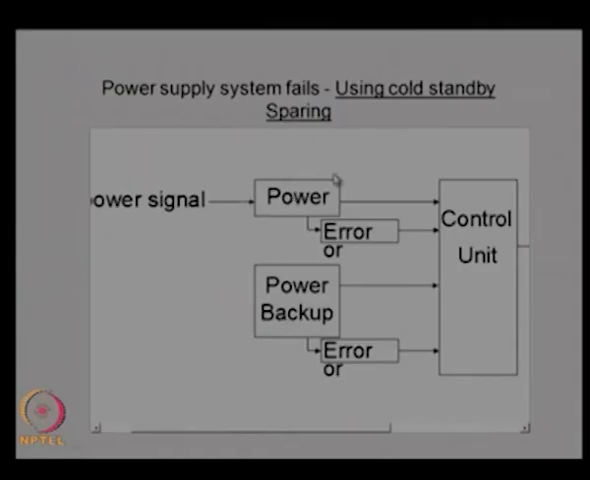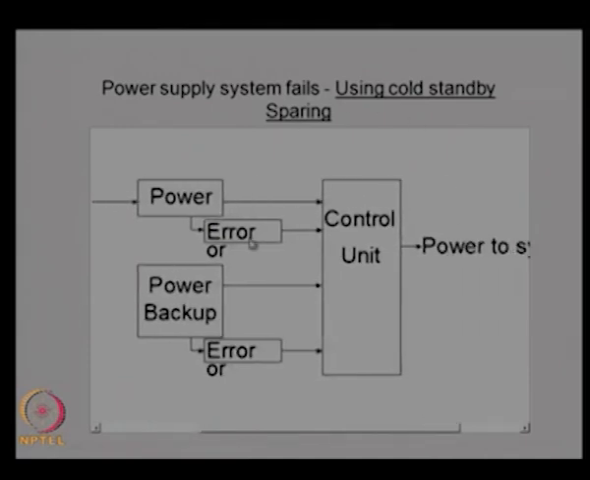Whenever the main power fails, we can connect it to the backup power, and then it can be used for controlling the system, or it can be powering up the system. So again, it is a method of providing a standby power supply to avoid any faults in the system. All these methods provide fault tolerance for the system.